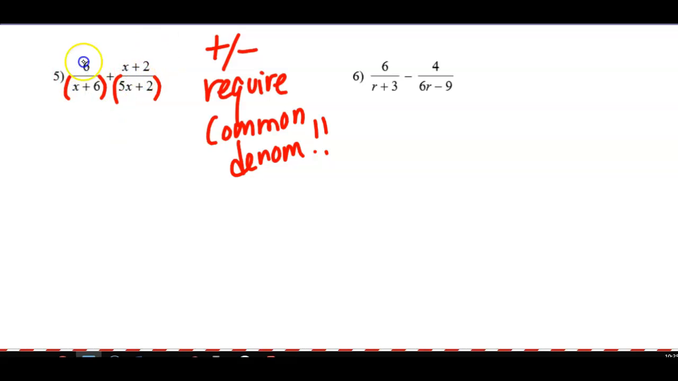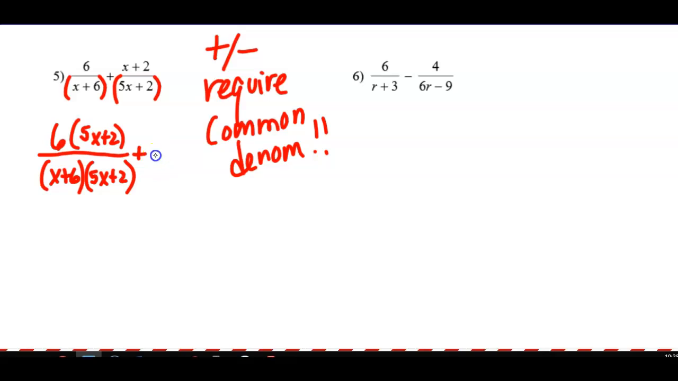All right, but the common denominator for both of them here, for this first fraction, besides the x plus 6, it needs a 5x plus 2, so that the common denominator will have both of those factors. And this one already has a 5x plus 2, but to have the same denominator as the other one, it would need an x plus 6.